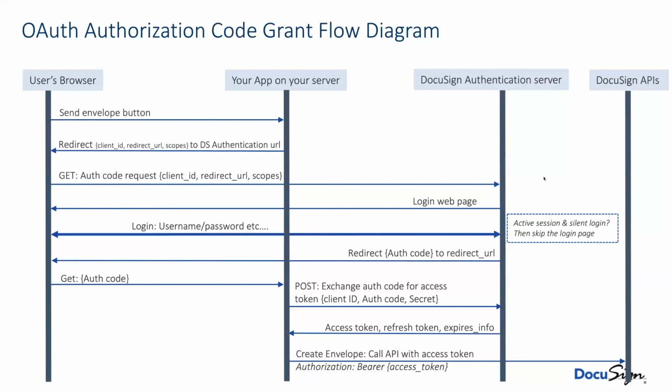So let's see what happens here. The first is that on the user's browser, the user is, let's say, looking at your application, has provided a web page the user is looking at, and now the user pushes the send envelope button that you've provided, and that then sends either a get or a post action to your application on your server. What next happens is that your server responds to the user's browser with the redirect command.